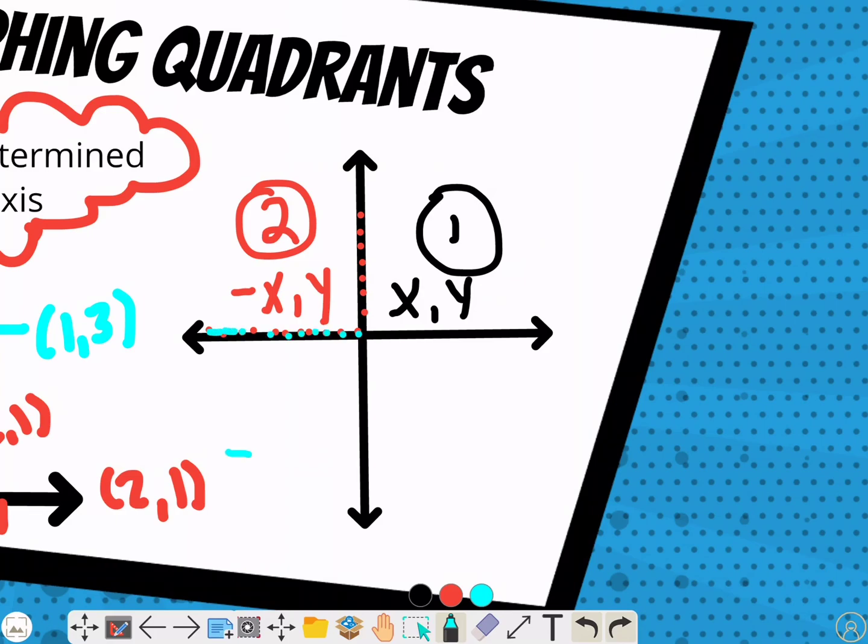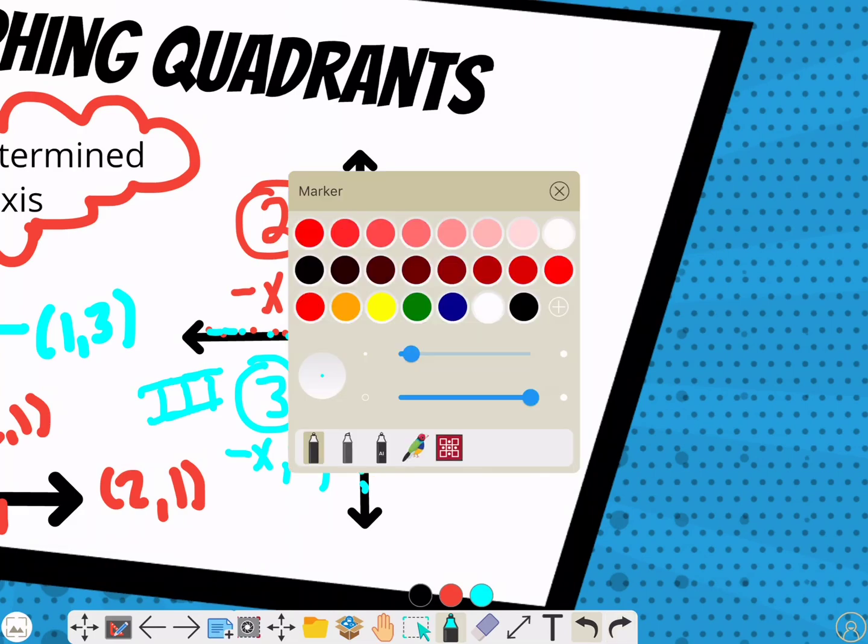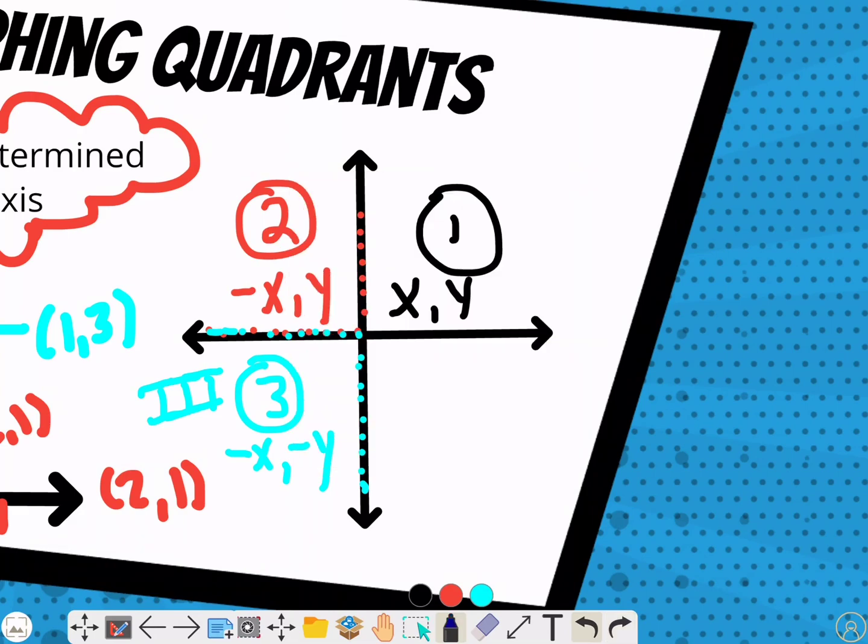So what happens if you have a negative x, and also your numbers are going down, which means you have a negative y? You are in coordinate number 3. If they showed it with Roman numerals, it would be coordinate 3. And then the last coordinate, which means you have a positive x going this way, but a negative y, so a positive x and a negative y, will be coordinate number 4, also shown with the Roman numeral IV.